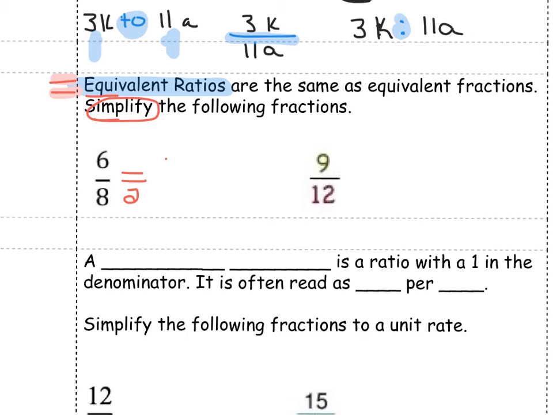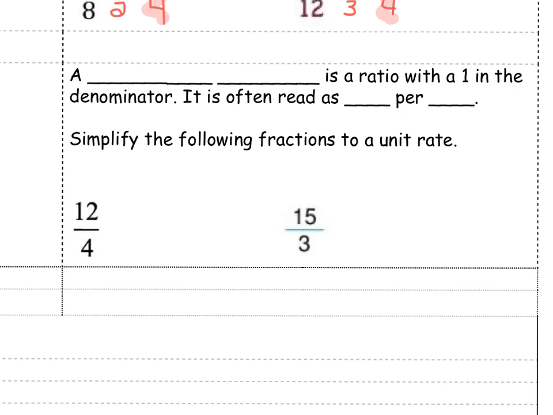6 divided by 2 is 3, and 8 divided by 2 is 4. Here, 3 goes into both 9 and 12. 9 divided by 3 is 3. 12 divided by 3 is 4. Because these are both the same when they're reduced, they are equivalent. They are the same.